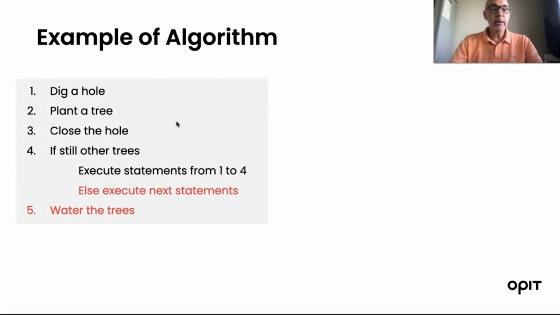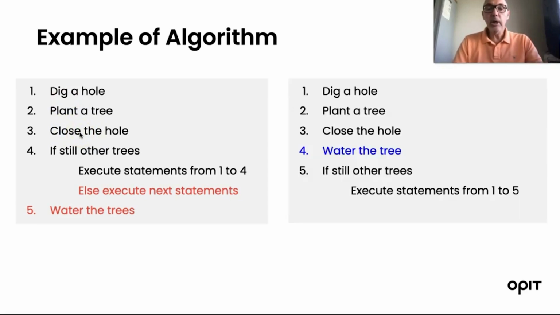If you think about it a little bit, you would see that I can very simply change. You might have asked yourself, why water all the trees at the end? I can simply, after closing the hole, water the tree. Yes, it's possible. I do agree with you. In this case, the algorithm becomes: I dig a hole, I plant a tree, I close the hole, and then I water the tree. And then I check, do I have other trees? If yes, I will execute the statements now from 1 to 5.